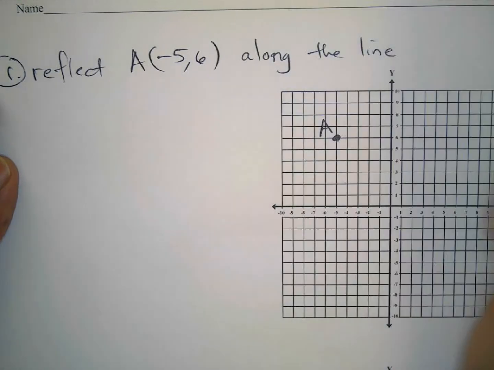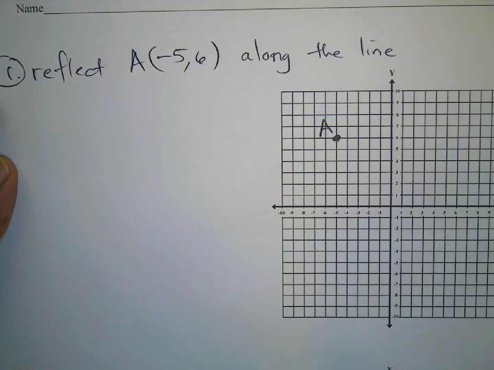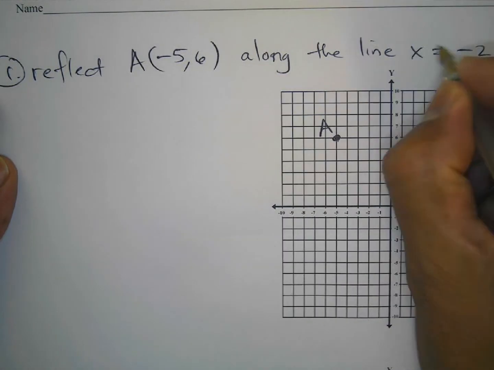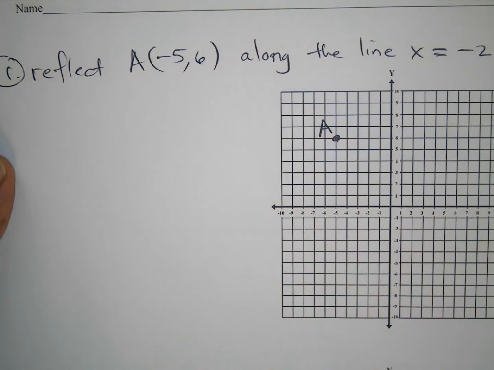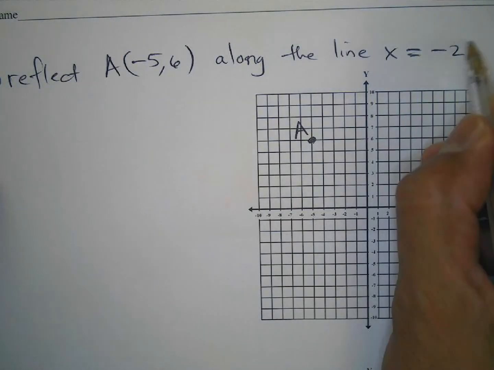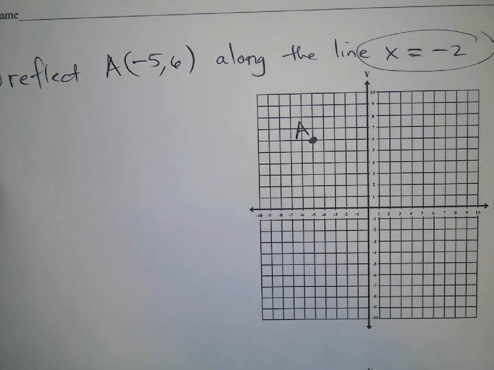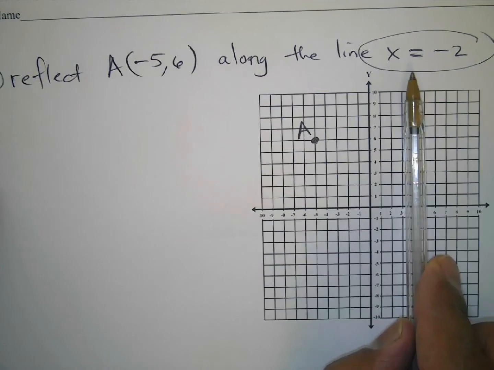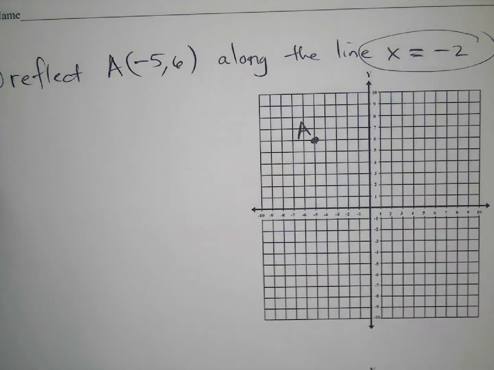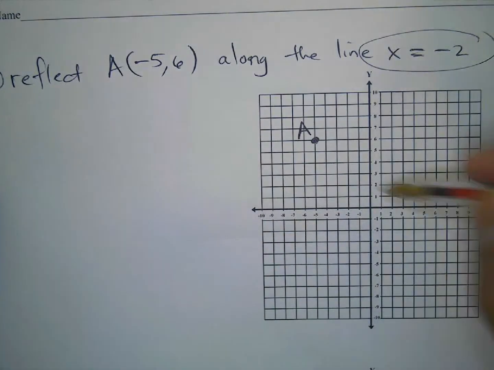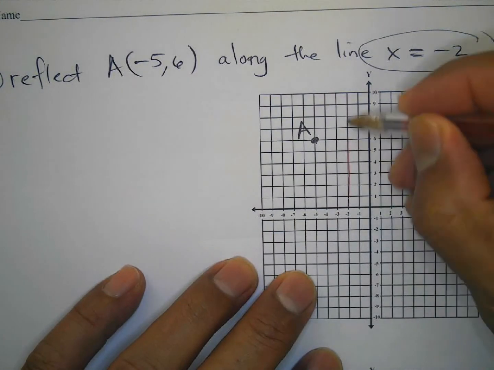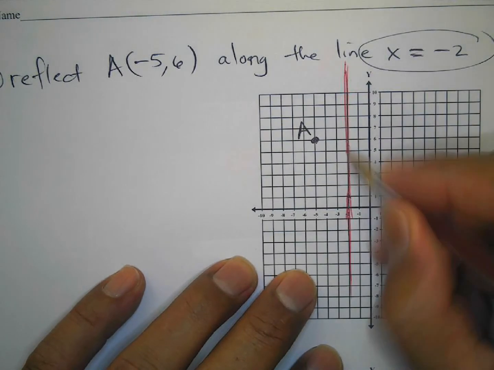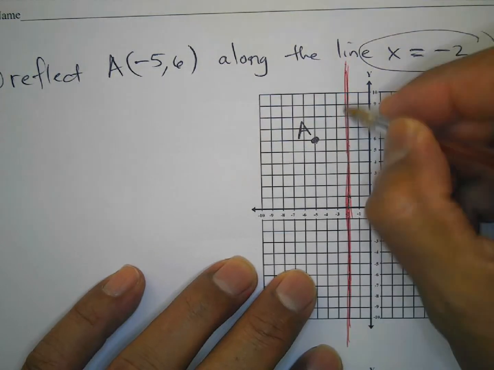Along the line x equals -2. See, it's not asking you to use the x-axis or the y-axis. I have to first find this line of reflection. So where is x equals -2? Well, go to the x-axis, go to -2. All right, right here. This is x equals -2. Right there, crossing the x-axis at -2.